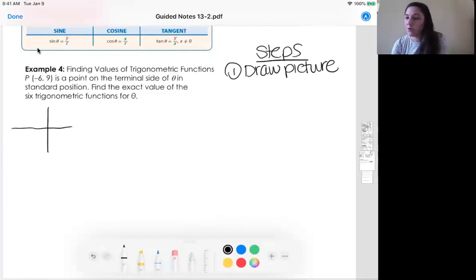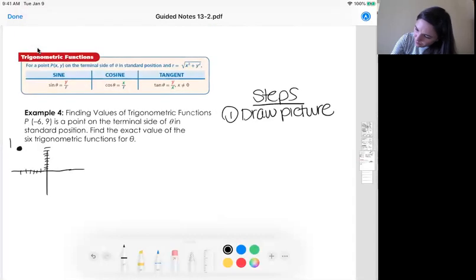So I'm going to draw a picture. I draw my coordinate plane. I need to plot -6, 9. So 1, 2, -6, 9, 1, 2, 3. There's my point, P of -6, 9. All right, so I'm going to connect.